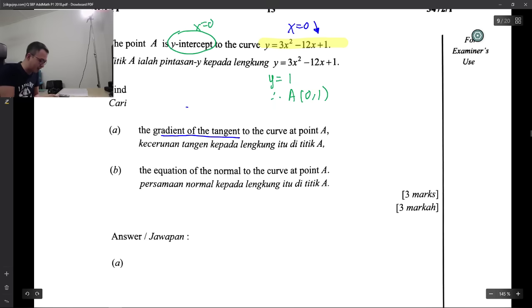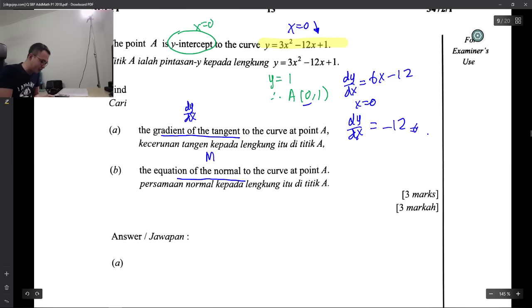Alright, so therefore they ask me to find the gradient of tangent. Gradient of tangent just means dy/dx. You don't be frightened by the fancy word. It just means dy/dx. So I will differentiate the equation. dy/dx is basically 6x minus 12. Alright, so when x equals 0, I will sub in the 0 here. When x equals 0, my dy/dx equals negative 12. Okay, very easy. Find the equation of normal. Okay, equation of normal, that means you need to find the gradient of normal.